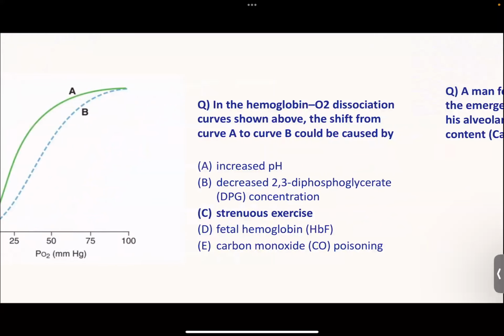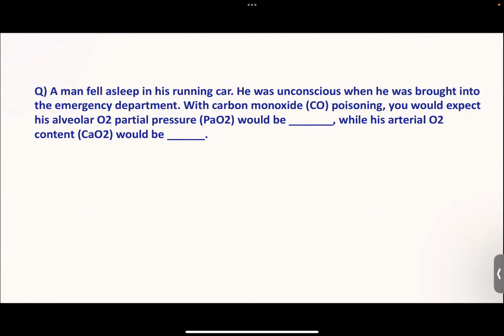Okay, next question. A man fell asleep in his running car. He was unconscious when he was brought into the emergency department, and he's got carbon monoxide poisoning. You would expect his alveolar partial pressure would be what, and his arterial O2 would be what?